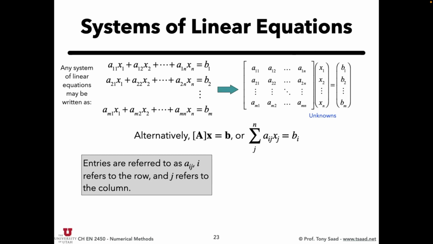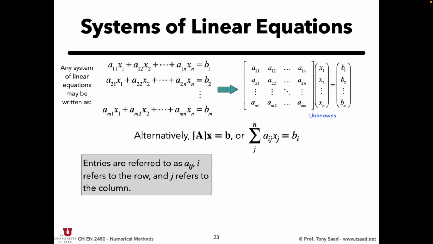So A45 is the entry in row 4, column 5. A713 is the entry in row 7, column 13. A1n is the entry in row 1, column n. Amn is the entry in row m, column n.